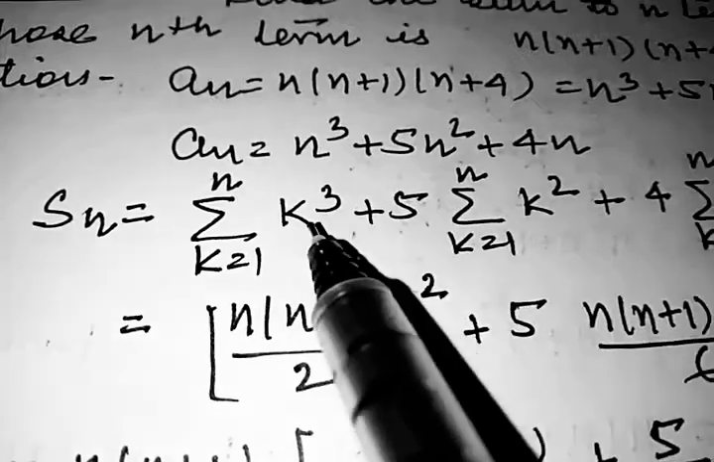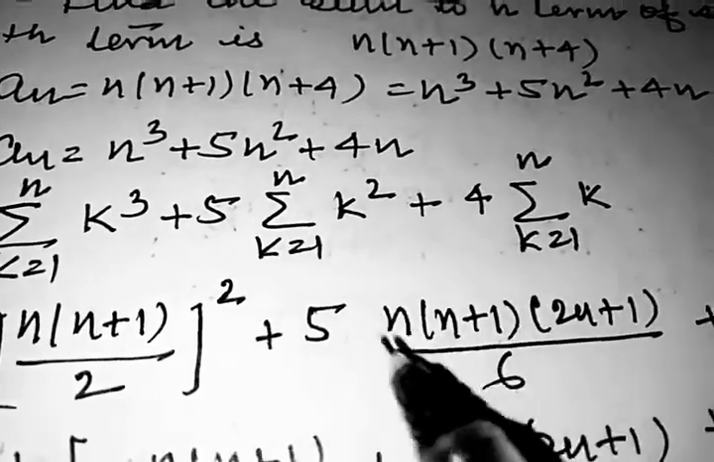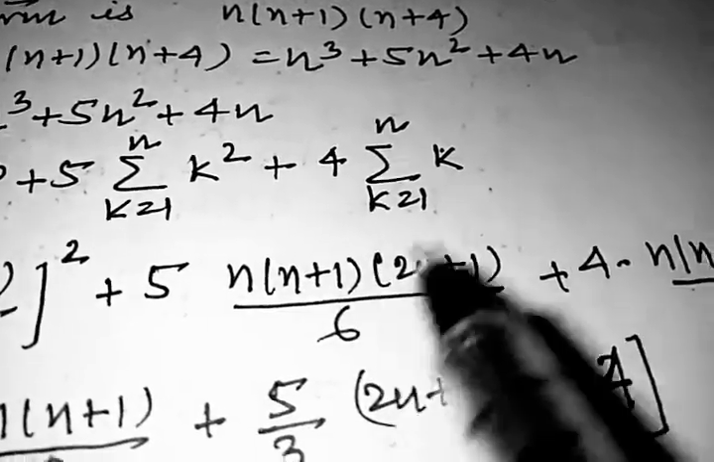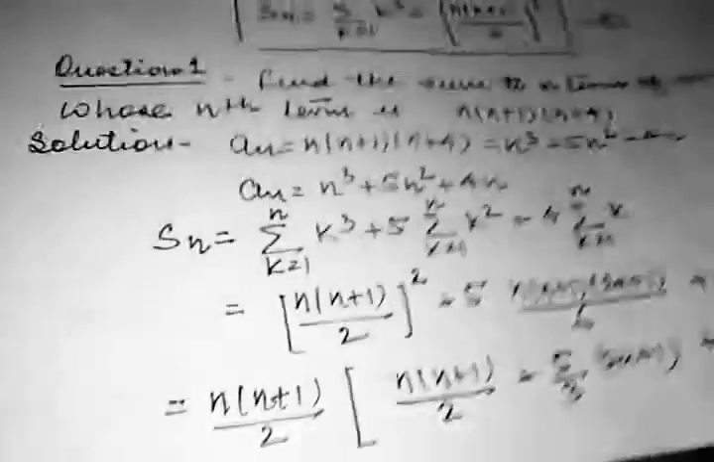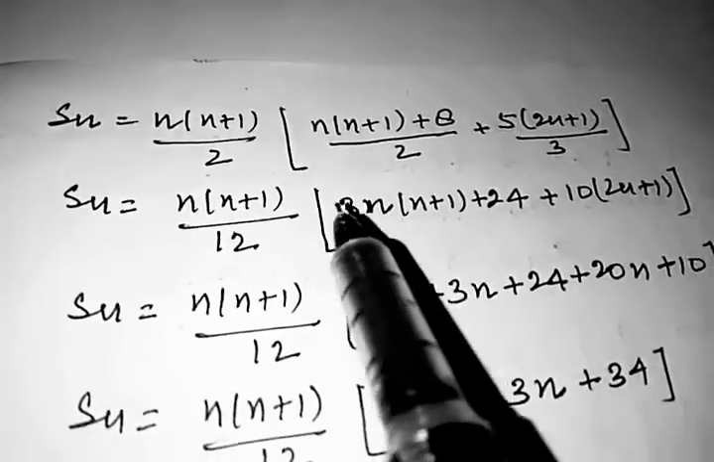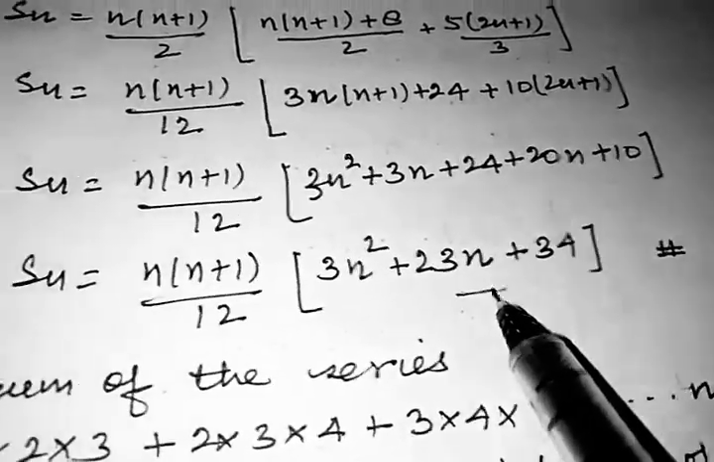This is k cube, which we have already taken out: (n plus 1 by 2) whole square, plus 5 times sigma k square, which we know, and sigma k, which we know. So solving, you get the value here. All the solving will come here. So this is your answer.